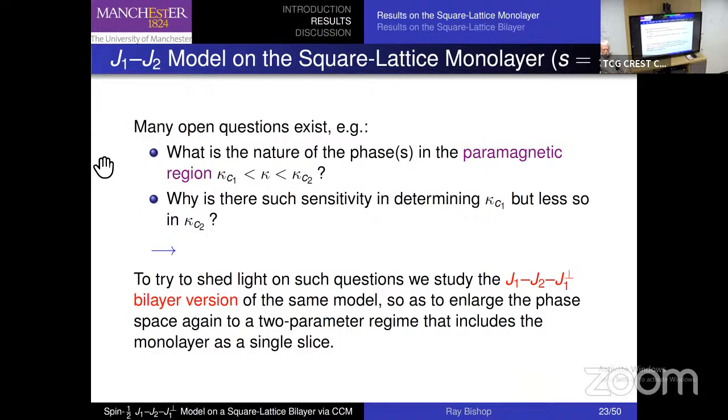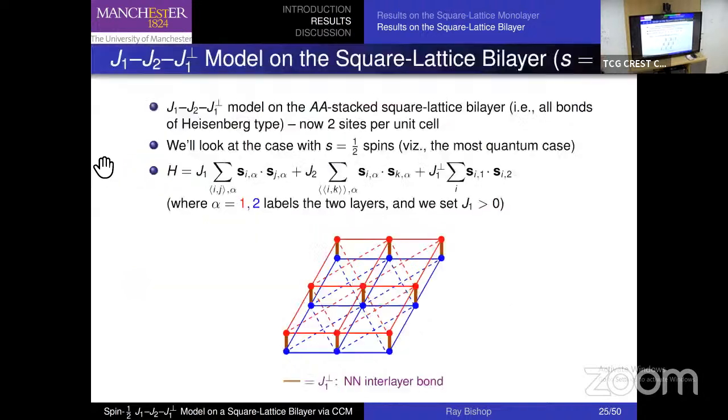When you've only got the J1, J2 model, you've only got one parameter, kappa, and so your phase diagram is just one-dimensional. It's not that interesting. What I'm going to do is take two of these and put a square lattice bilayer. Here's the guy that we started with. Now I've got two of these layers, and I put them on top of each other, AA stacking is what it's usually called. And between nearest neighbors between the layers, I put a J1 perp.